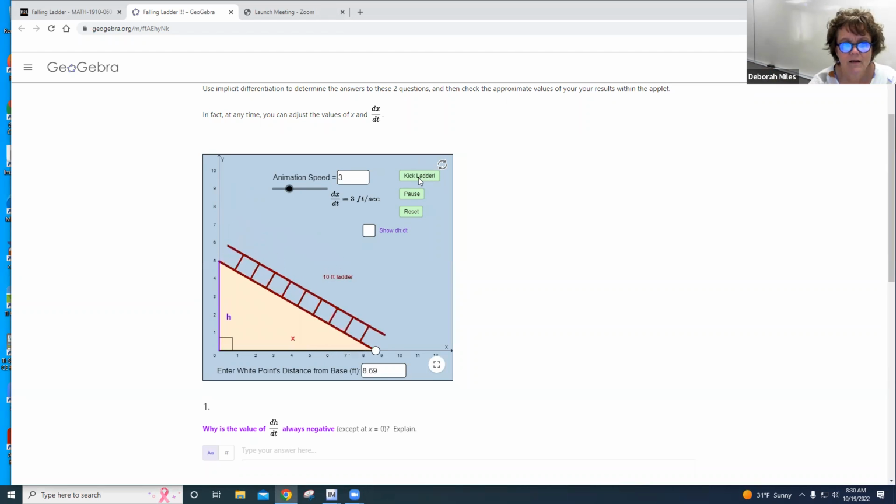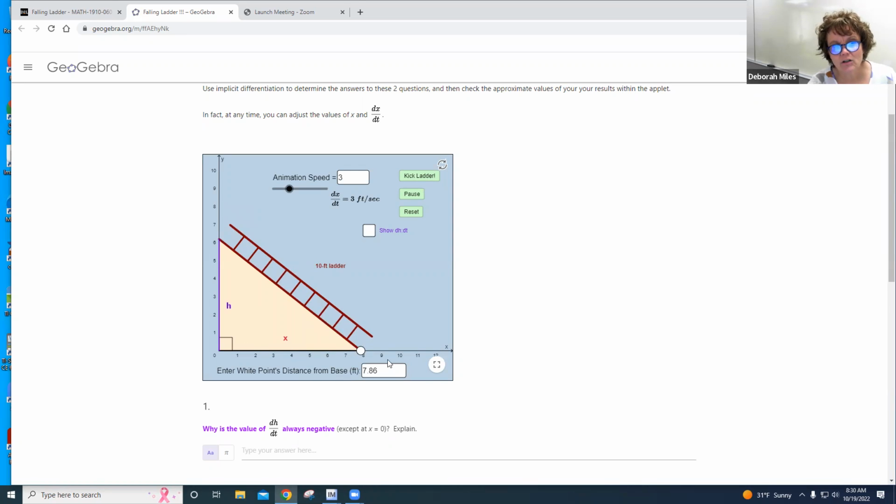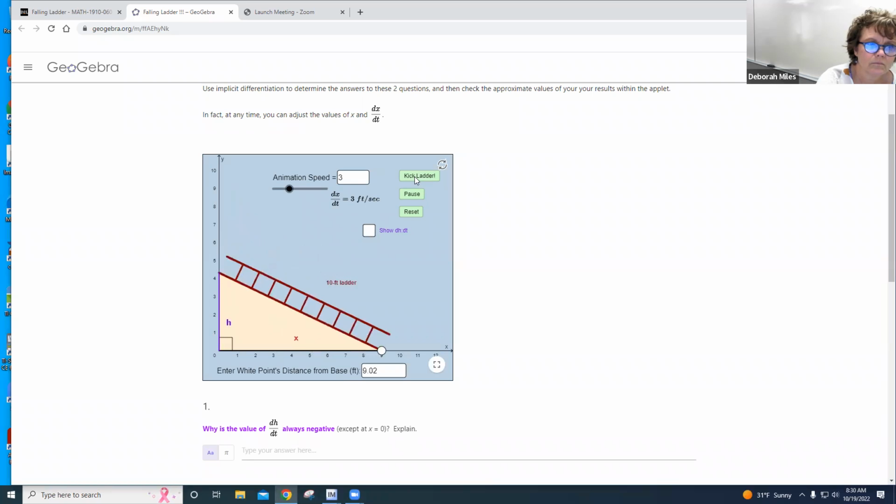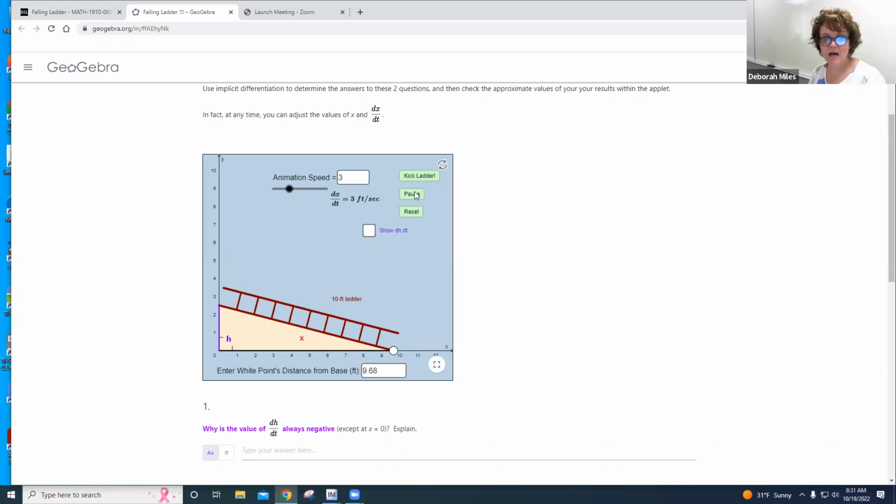Yeah, that bottom of the ladder is sliding along the ground at 3 feet per second. I can change the speed, but whatever I set the speed to, that's how fast the bottom of the ladder is moving, no matter where the bottom of the ladder is. Now, I'm going to play it again, and I want you to watch the top of the ladder sliding down the wall, and tell me whether it seems to remain constant or speeding up. It's definitely speeding up.